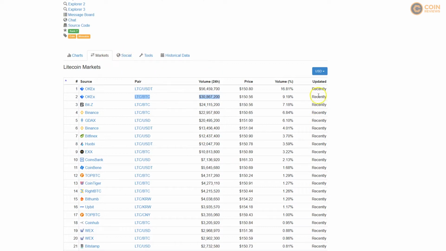Quite useful. And this is a sort of total percentage of the Litecoin trading market as a whole. So 16%, almost 17% of all of the trading volume of Litecoin is happening in this pairing on this exchange, which is pretty useful to know.